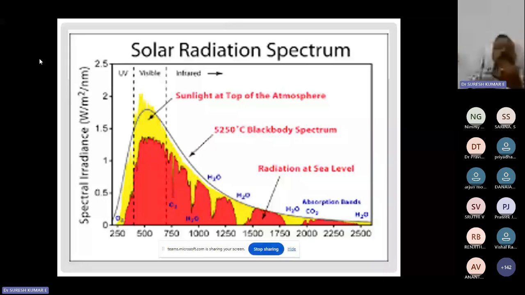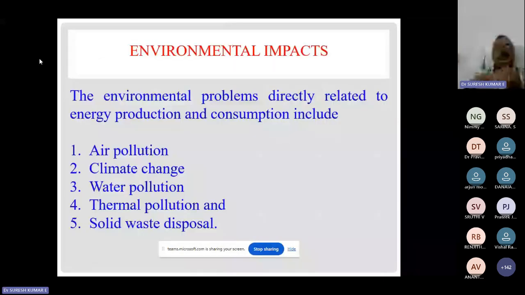So previously you have seen air pollution is one of the issues. Then it may cause climate change, then water pollution, then thermal pollution, especially with solar. Then, as I told earlier, solid waste disposal is the issue.